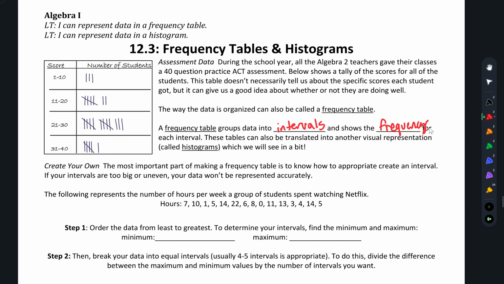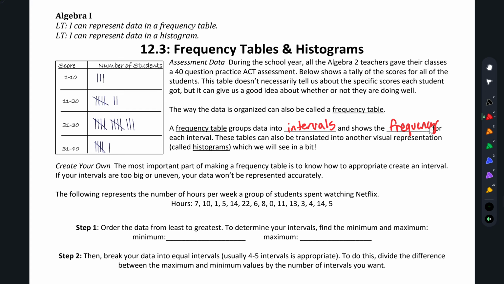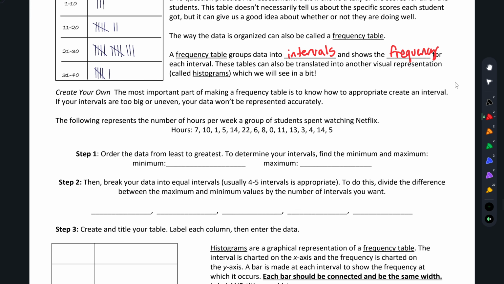Usually when we make a frequency table, we then also make what we're going to talk about later, which is called a histogram to go with it, to represent this data. So we are going to start by creating our own frequency table and then later on a histogram. To create our own frequency table, we're going to look at the set of values right here.